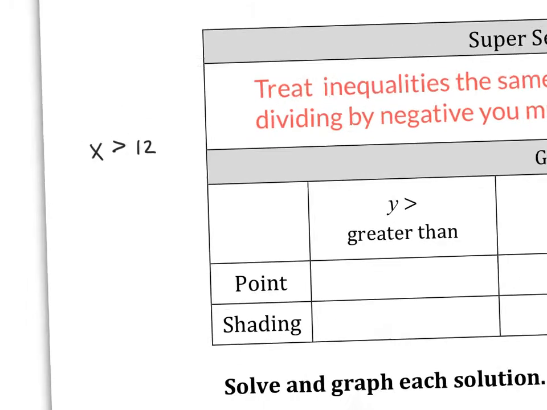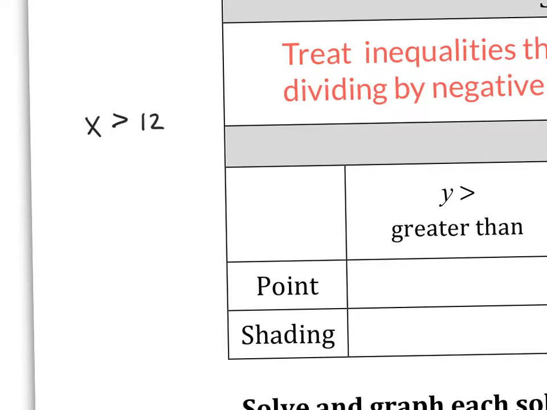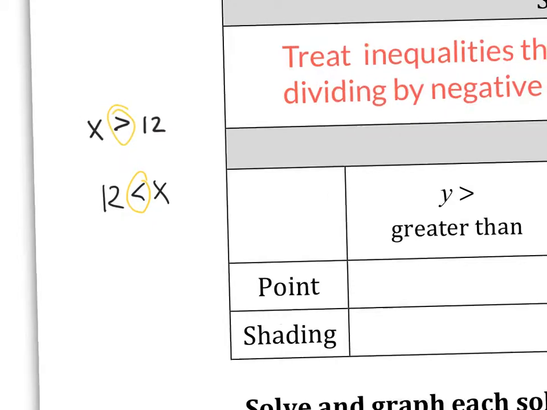We have a few things to recall. The first thing here, number one, we have to decide what type of point we're going to use. We're either going to use an open point or a closed point. And then shading, which direction are we going to shade? I've placed it such that my variable is on the left side, so my variable is greater. It works here. If you switch it, for example, if I said 12 is less than x, those are equivalent statements, but since these are flipped, I have to pay attention to which direction I'm shading.